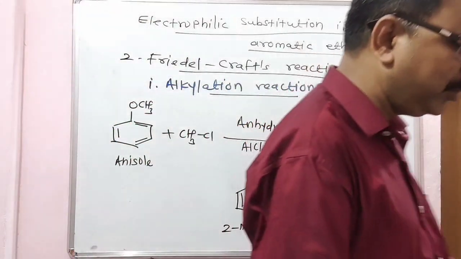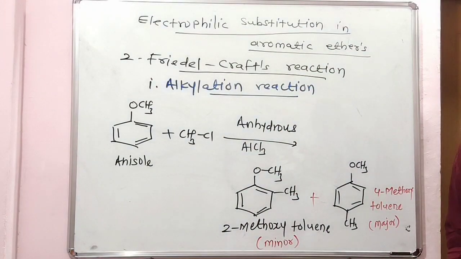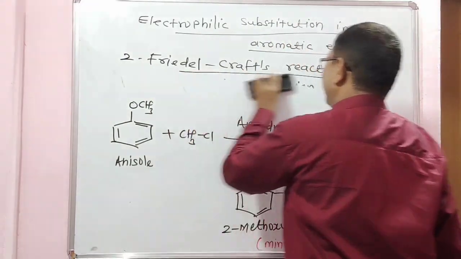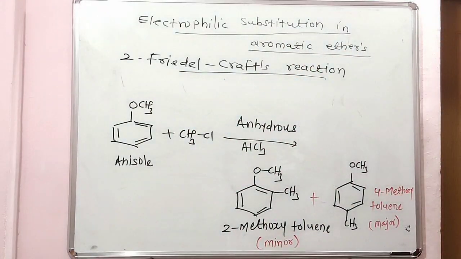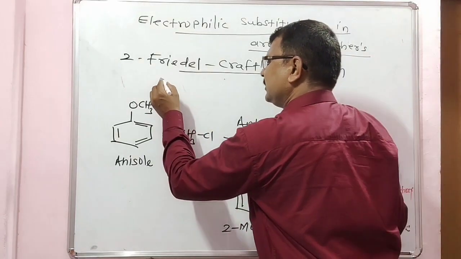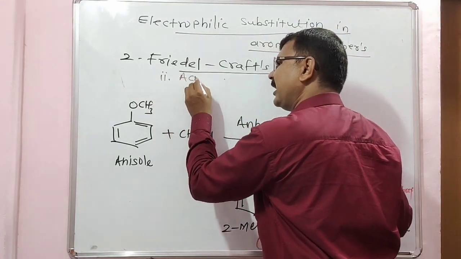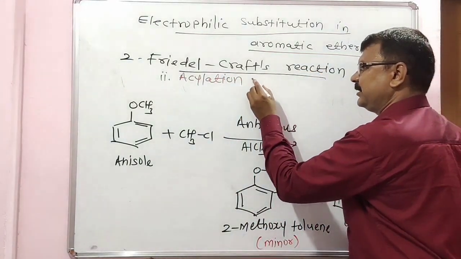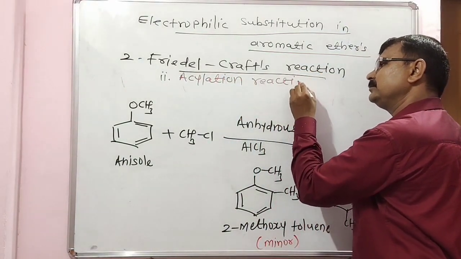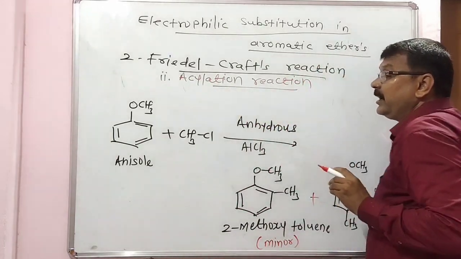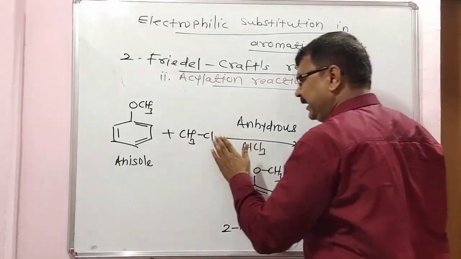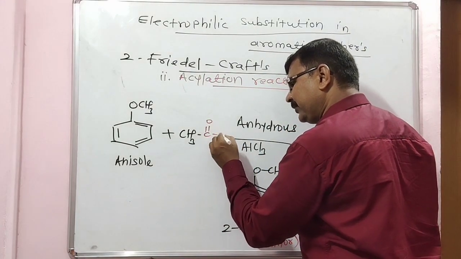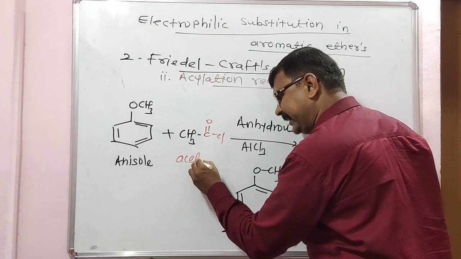Okay. Look here, next. The second is an acylation reaction. Acylation means, simple, everybody here, CH3COCl. The name of the compound is acetyl chloride.